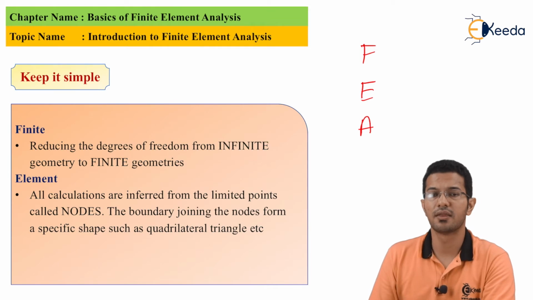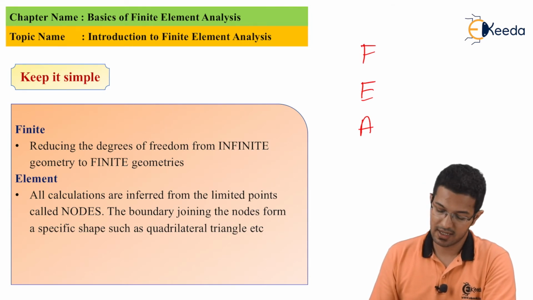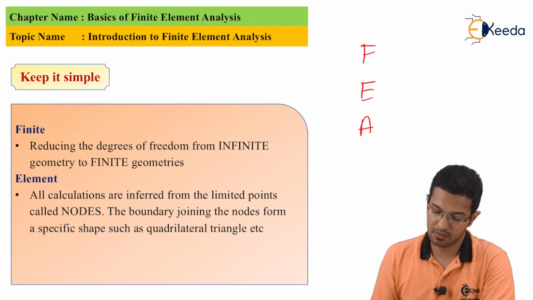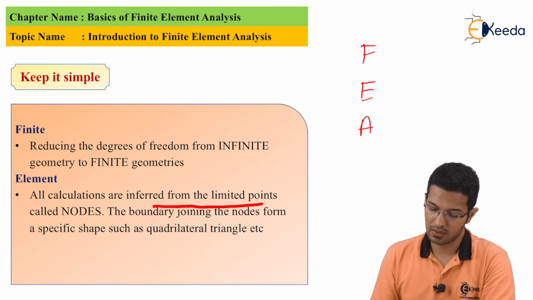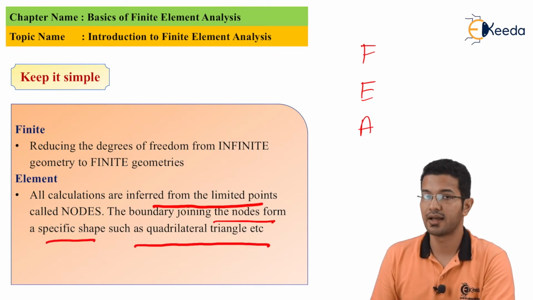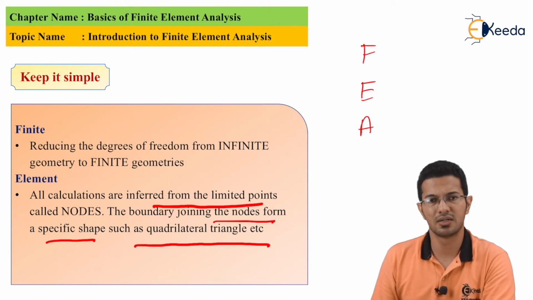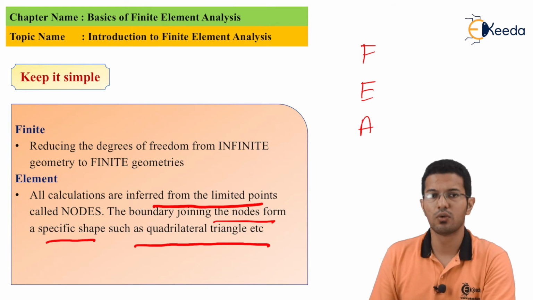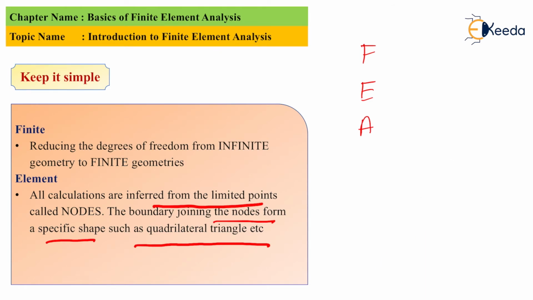So what are we doing? We are reducing the degrees of freedom. Second is element, from the part E. We can say that all calculations are inferred from limited points called nodes. The boundary joining the nodes forms a specific shape such as quadrilateral, triangle, etc. And if I talk about A, it is nothing but the study. So FEA also means reducing the geometries or reducing the degrees of freedom.